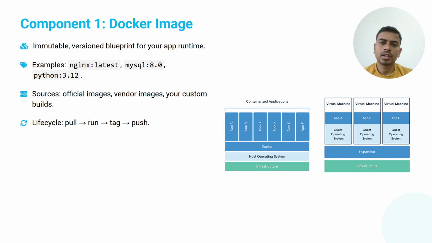So we'll go through the components one by one. The image is a read-only blueprint of the application that contains the application, libraries, and dependencies. For example, say we need the latest MySQL 8.0 and Python 3.12. Inside that we can directly call this container and use it. The source can be an official image, a vendor image, or you can custom build. The life cycle is pull, run, tag, and push. These are the commands we can run.